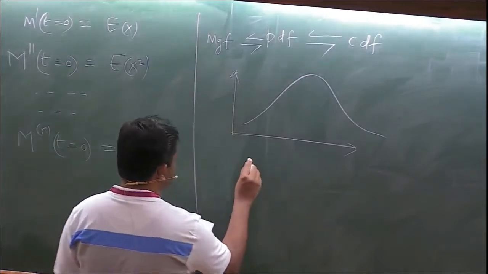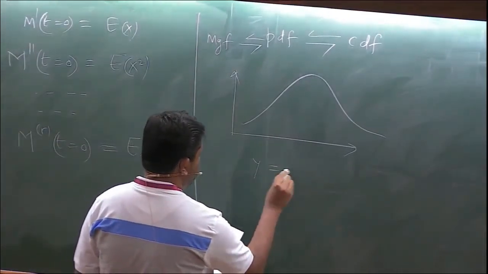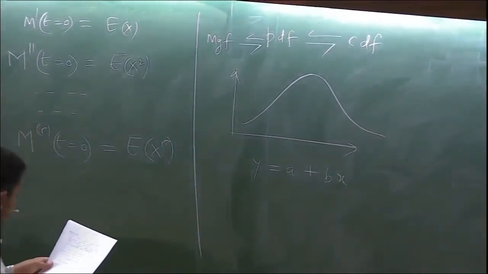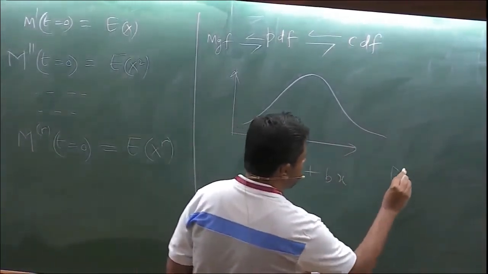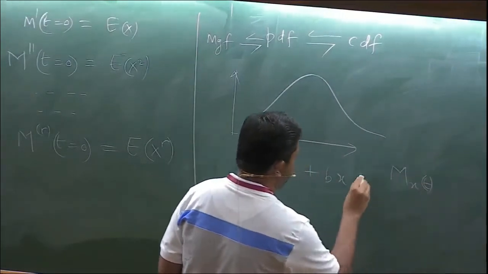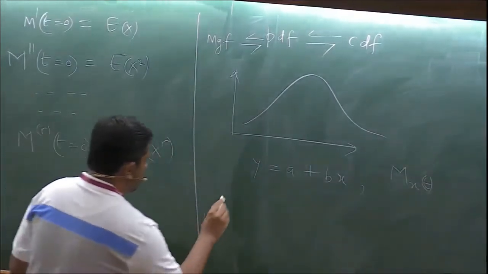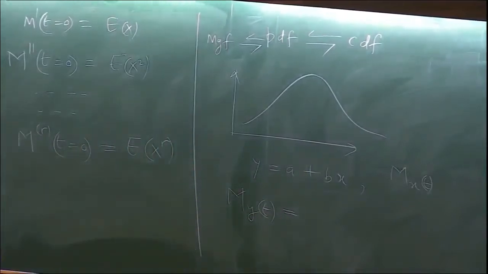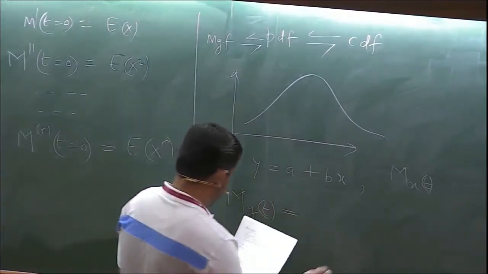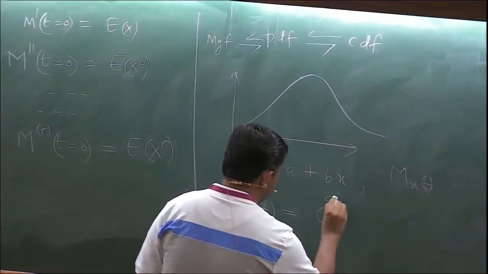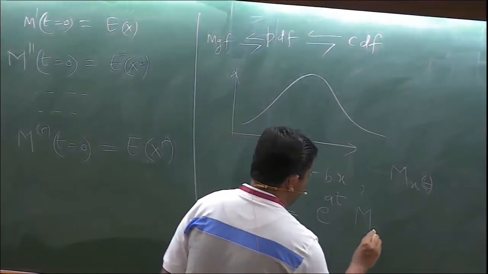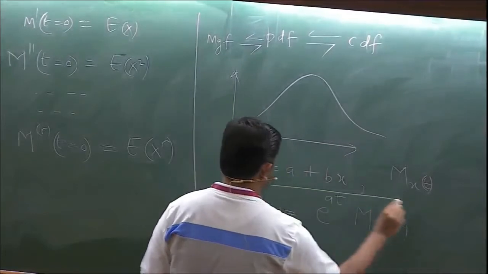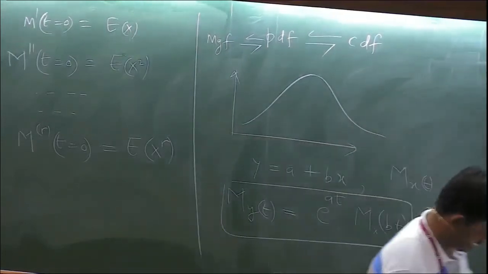Some simple examples, like we saw earlier. Let's look at a linear transformation. I know that the moment generating function of x is m_x of t. How do I find the moment generating function for y? Plug in the definition and do this calculation. I'll leave it to you, and show that this is just a simple relation between the two moment generating functions.